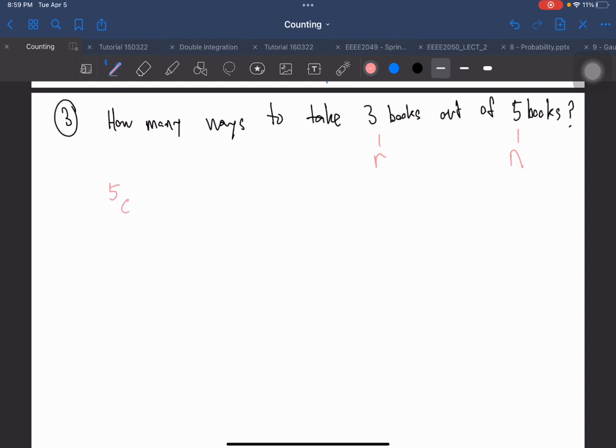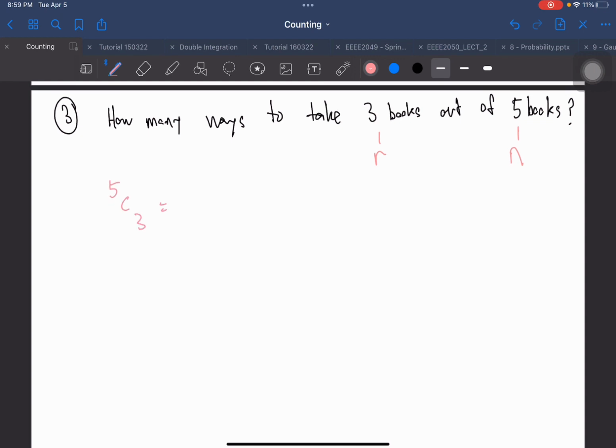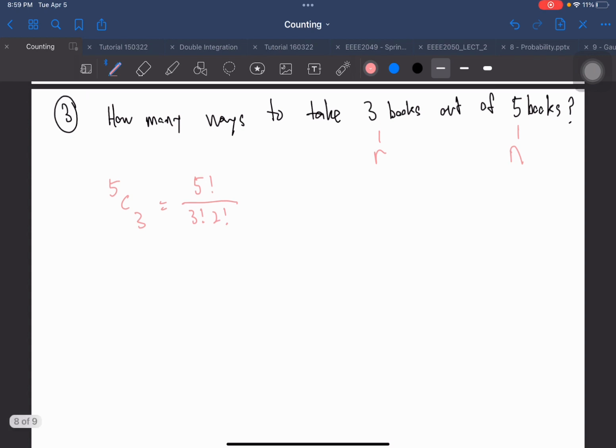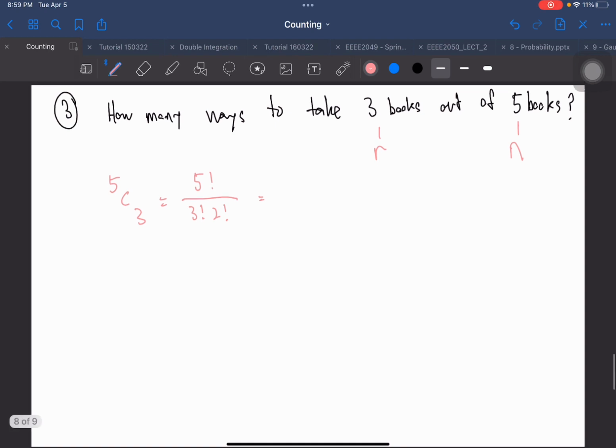So 5C3, which is 5 factorial divided by 3 factorial times 2 factorial. What do you get? Someone, can you press the calculator for me? Okay, the answer is 10.